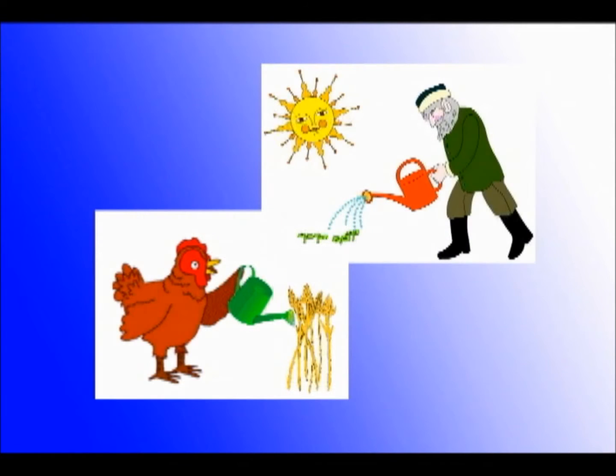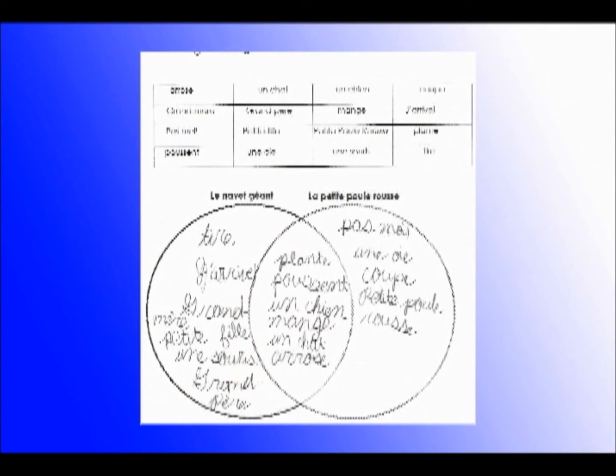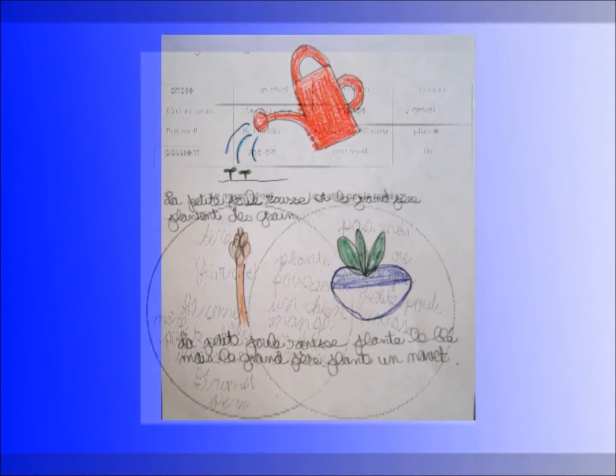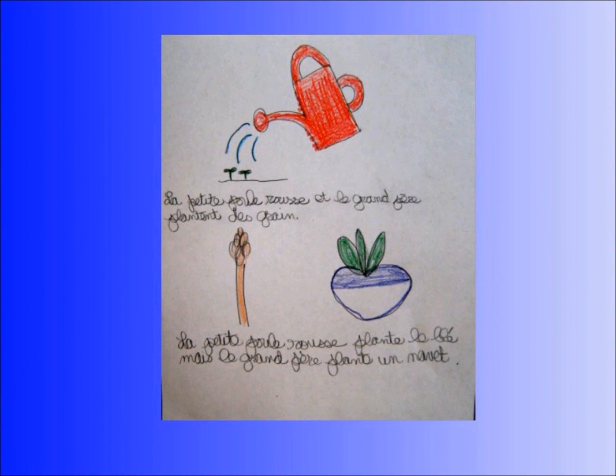In both stories, the main character plants and tends seeds and seeks help from other characters in the story, but the stories differ in the way that the other characters respond. In The Little Red Hen, the reply is always, "Not I, not I," while in The Giant Turnip, the refrain is, "I'm coming, I'm coming." After viewing the video, students complete a Venn diagram comparing and contrasting the giant turnip and the little red hen. They then write and illustrate one comparing sentence and one contrasting sentence based on their Venn diagram.